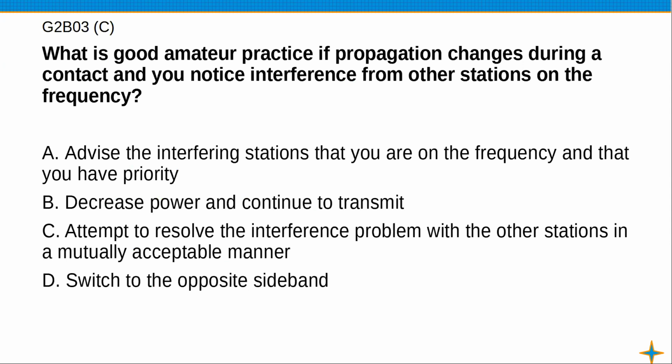What is good amateur practice if propagation changes during a contact and you notice interference from other stations on the frequency? Just resolve it. Right, because nobody has priority, even though the 80 meter guys will differ. Decreasing power and continuing to transmit is not how you resolve it. Switching to the opposite sideband, well, that's kind of changing frequency, but that's not really it.